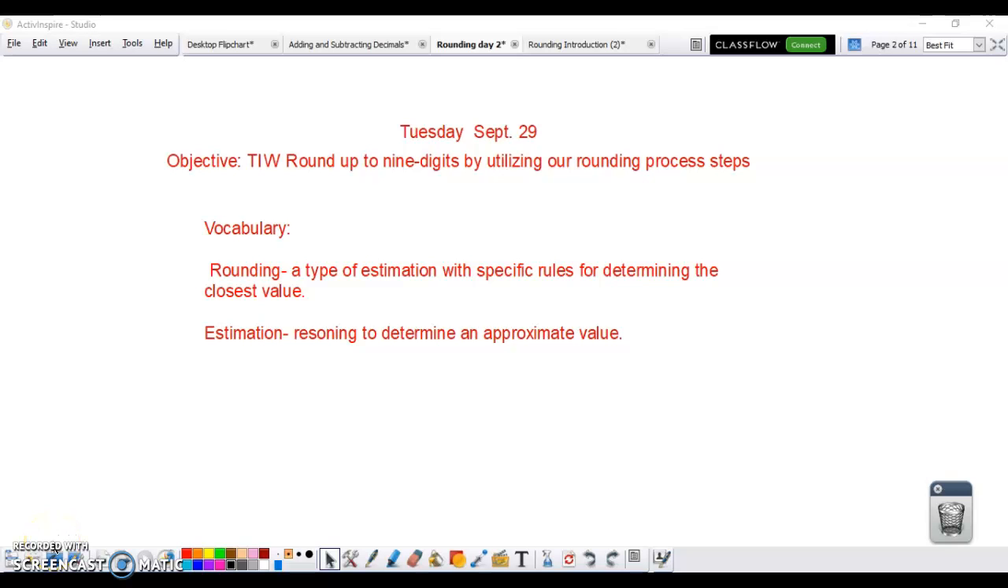Good morning, everyone. Today is Tuesday, September 29th, and our objective for today is: I will round up to 9 digits by utilizing our rounding process steps.